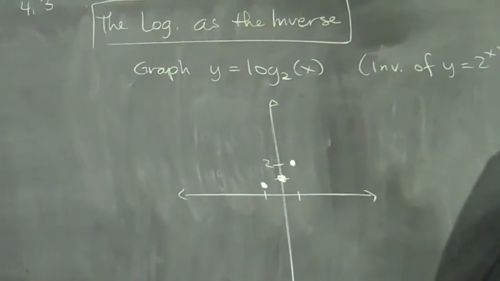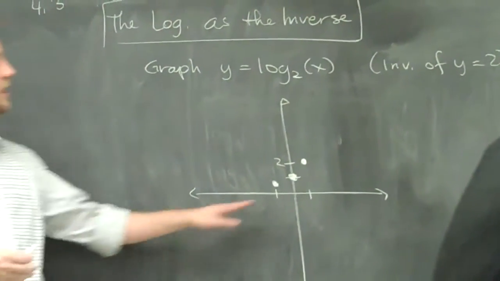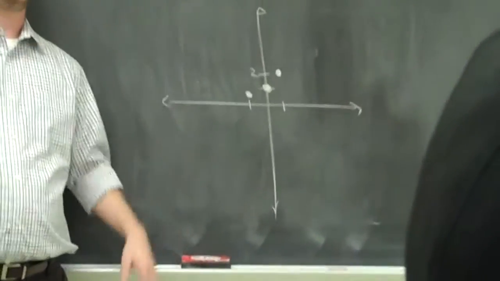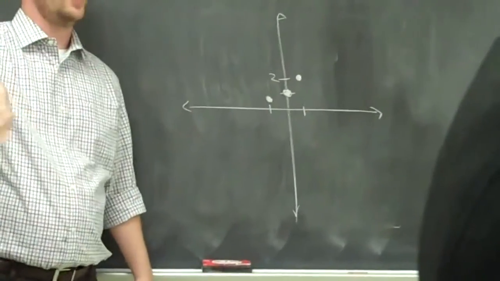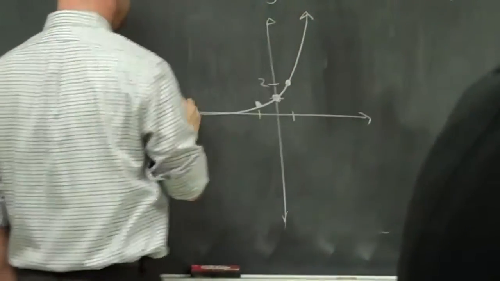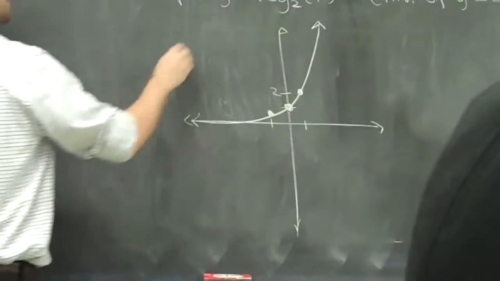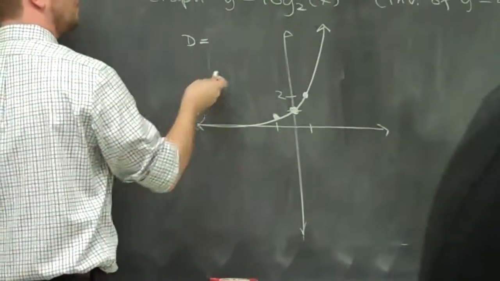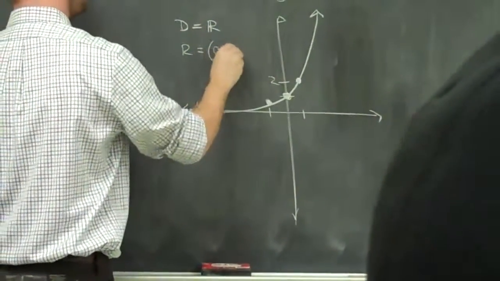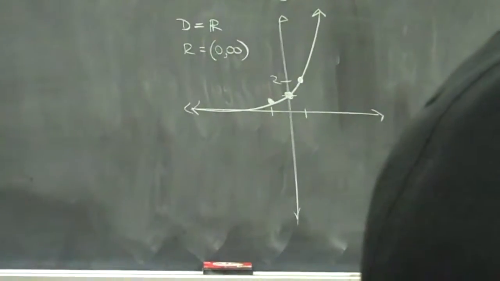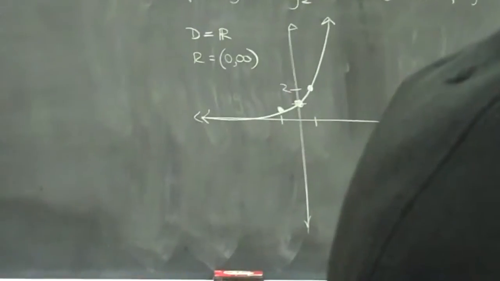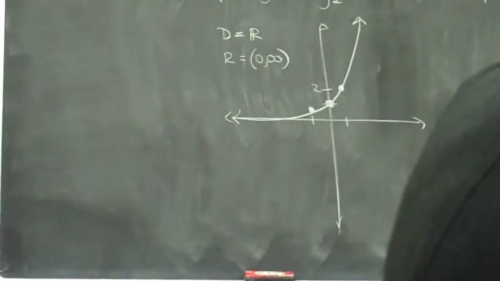But what characteristic did this function have before I graph the curve? I have an asymptote, right? That x-axis was a horizontal asymptote. And it looked like that. What was its domain and its range? The range was 0 to infinity, positive values only. The domain was all real numbers, negative, positive, 0, everything.